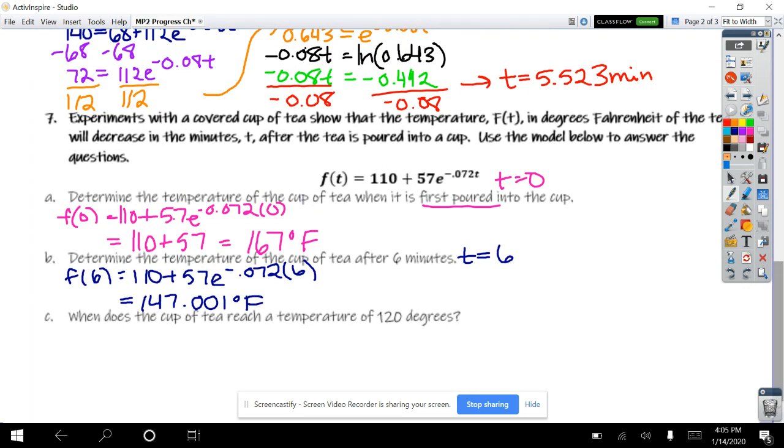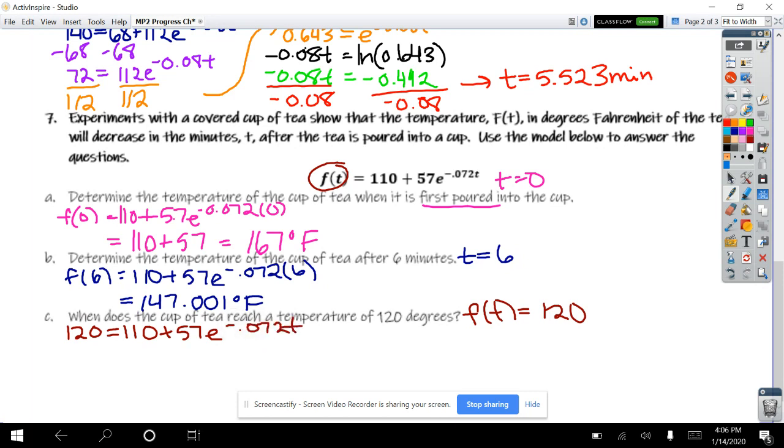Okay, here we go. Last one. When does the cup of tea reach a temperature of 120 degrees? So again, this is like before. It's giving us F of T is equal to 120. So we're going to plug 120 in to the left side. So 120 equals 110 plus 57 e to the negative 0.072 t.